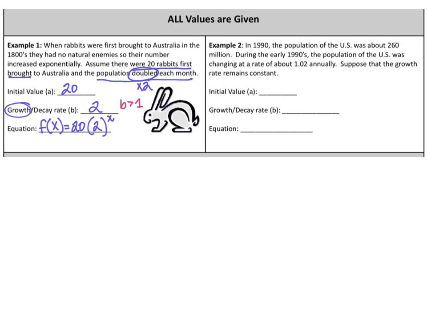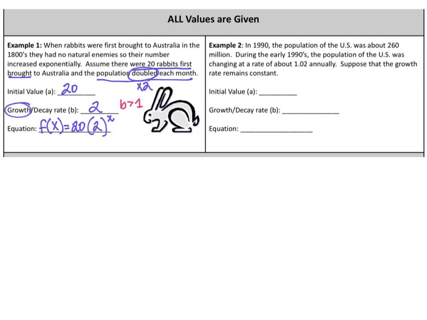In example number 2, in 1990, the population of the U.S. was about 260 million. During the early 1990s, the population of the U.S. was changing at a rate of 1.02 annually. Suppose that the growth rate remains constant. So let's identify the A and the B.